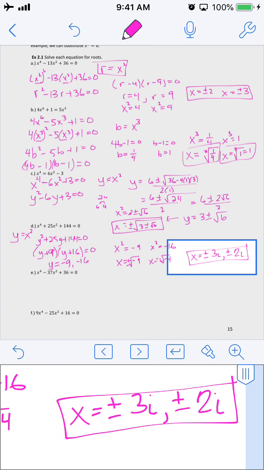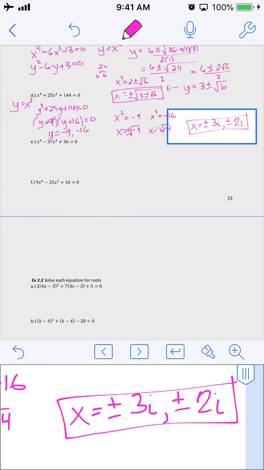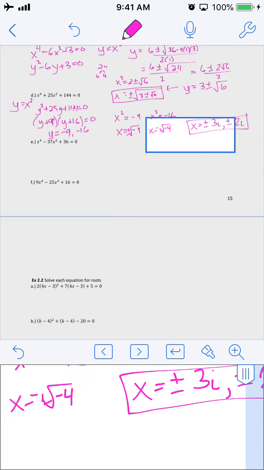Some complex answers out of these bad boys. Again, this section really should be titled Ugly Crap. Like, ugly stuff. That's really what it should be called. But notice it was much easier to solve that when I could use U substitution. I could solve that with the formula pretty fast. Or solve that by factoring pretty fast. Okay, one more. Or two more.